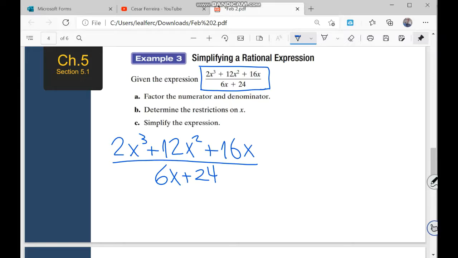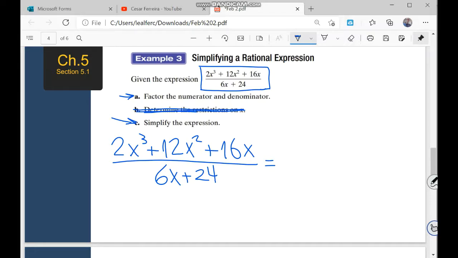So check this out. We will first factor the numerator and denominator. We're not going to do this just to find the domain, as we did yesterday. After you factor, you're going to be able to simplify the expression. So factor out first the numerator. Find a number that you can factor out from all the terms.